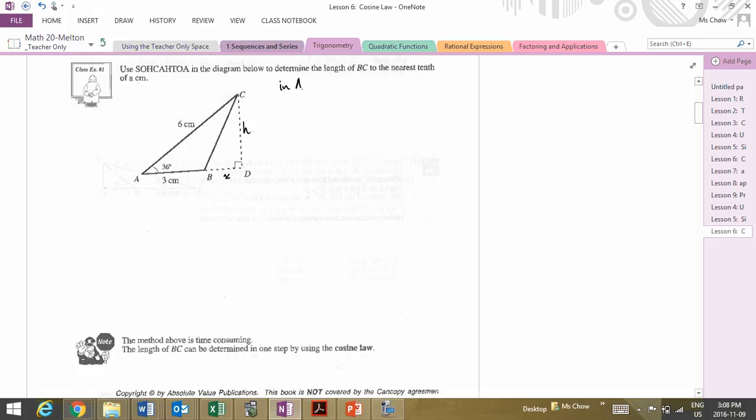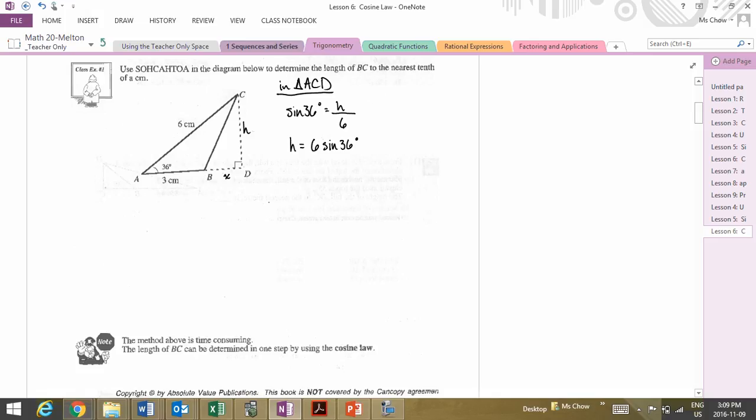So in triangle ACD, we can say that sine of 36 degrees is equal to the opposite, or h, over the hypotenuse, which is 6. And then to isolate for h, we multiply both sides by 6. So then h is equal to 6 times the sine of 36 degrees. If I want to find length BD, then I can find AD and then subtract 3 centimeters, subtract AB.